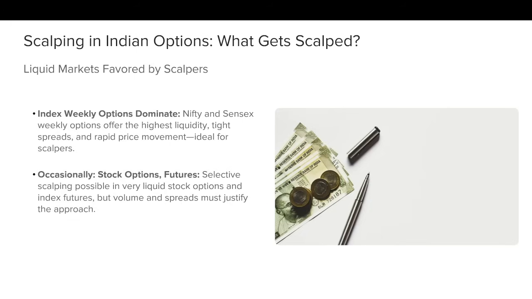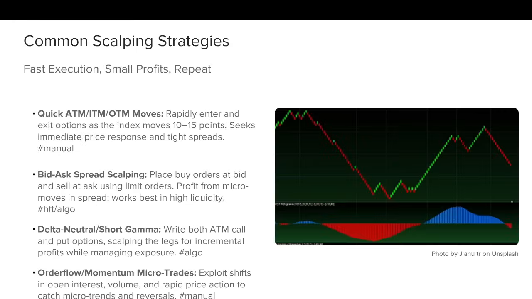Obviously, you can trade stock options or futures. But there, very selective scalping is possible only if the stock option or the index future is liquid. And volume and your spread must justify that approach. And once again, if you're trading futures, in Indian markets, the transaction costs are pretty huge. In options, it's low. So the transaction cost also plays a big figure if you're trying to scalp.